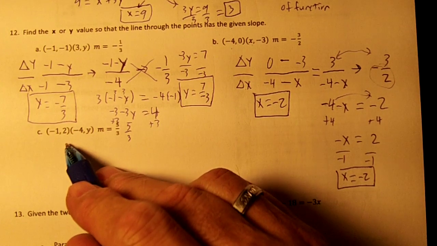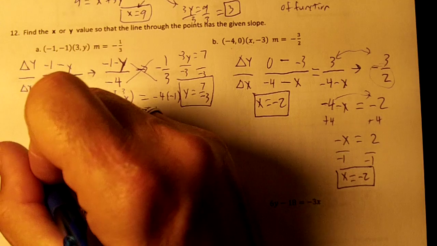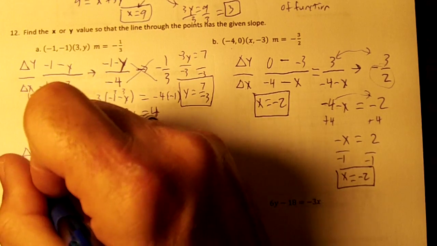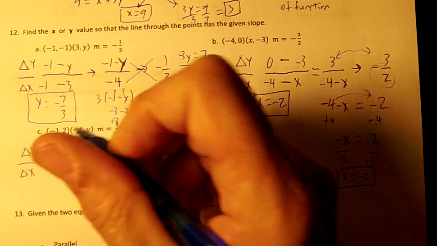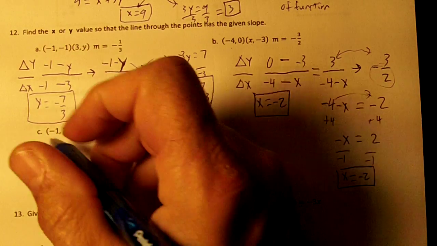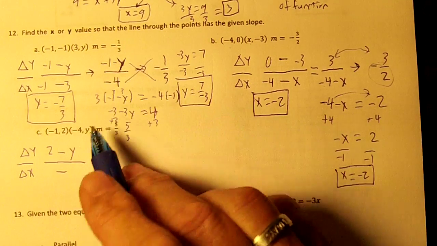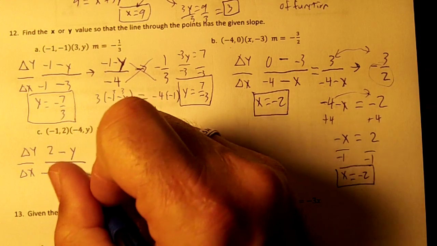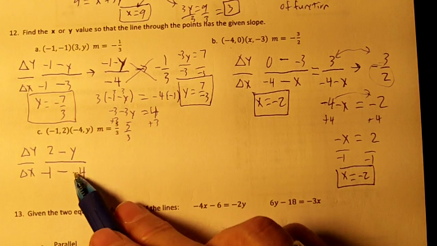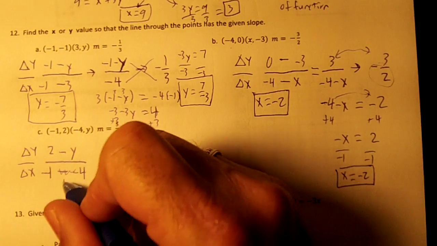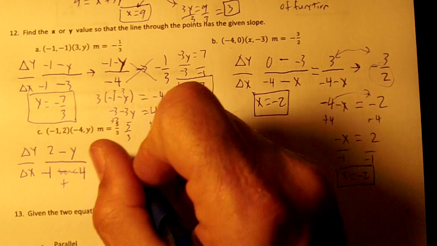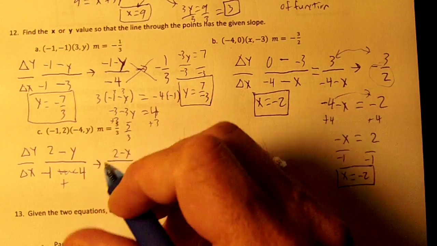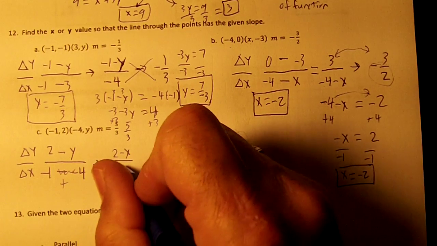Okay, so we're going to put delta y over delta x. Draw our fraction bar, put our minuses. Our y's are 2 and y. So we're going to put 2 and y on top. Our x's are -1 and 4, right? -1 and -4 goes on the bottom. The 2 negatives make a positive. So this top will stay 2 minus y. And then on bottom, -1 plus 4 is 3.